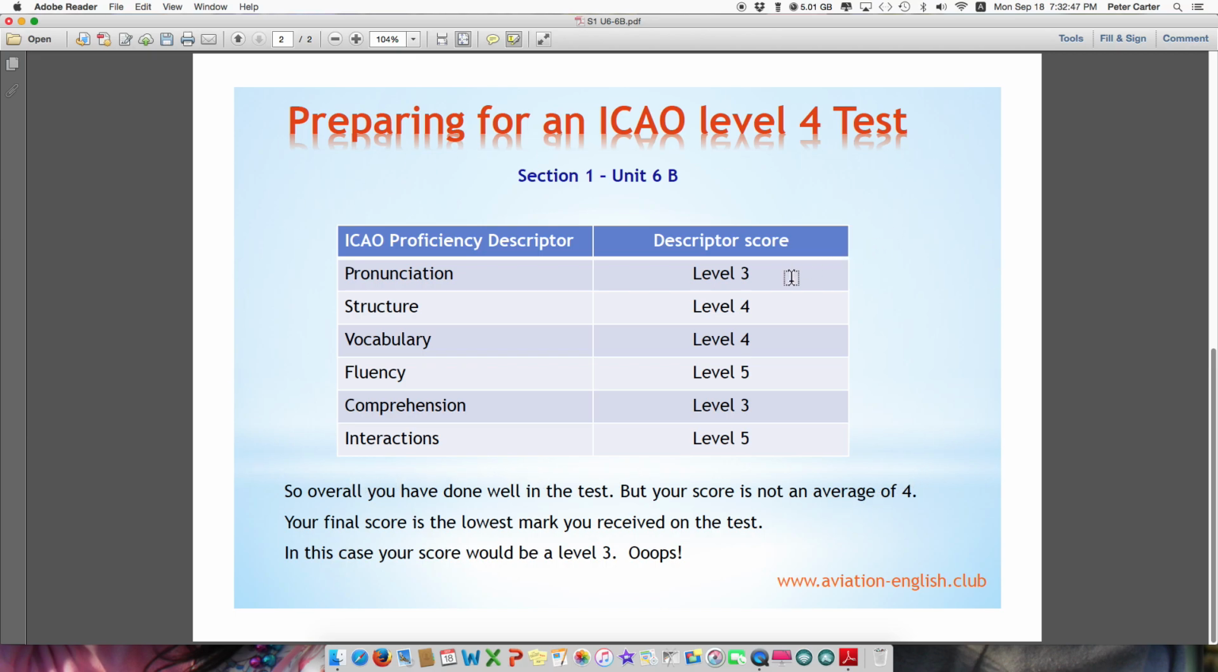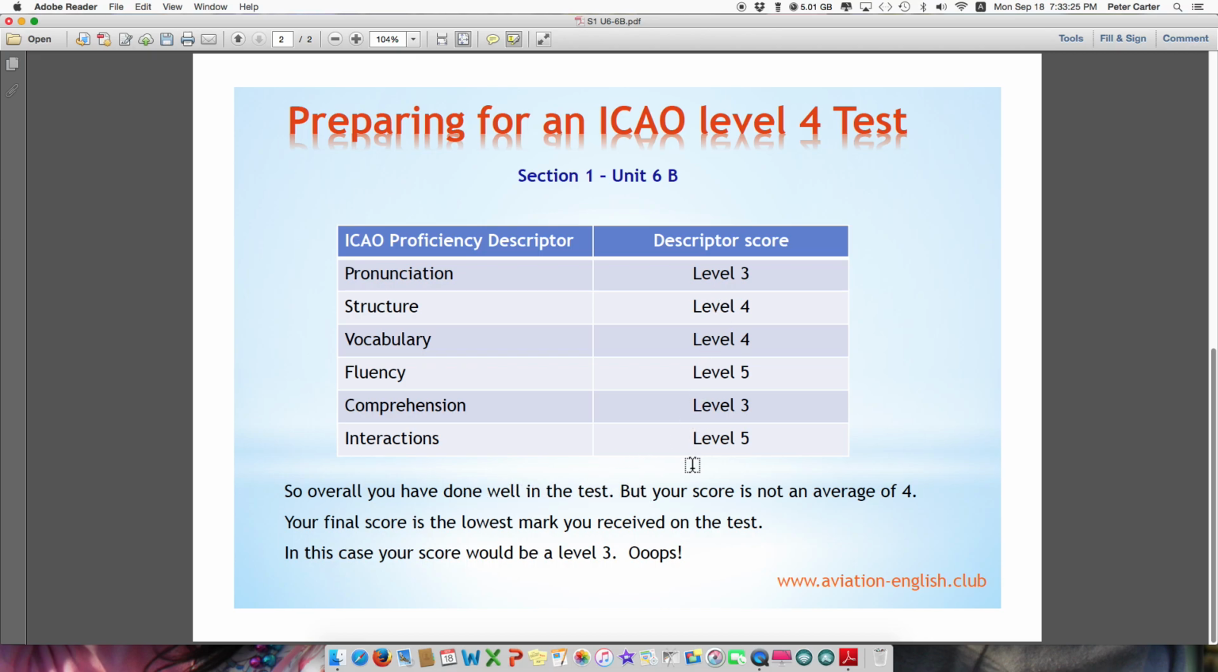Say for example, you took the pronunciation and you scored level 3. Your structure was a level 4. Your vocabulary was a level 4. Your fluency was a level 5. Your comprehension was a level 3. And again, your interactions were a level 5. Okay, so let's count this up. That's 3, 7, 11, 16, 19, 24. So you've done well in the test.